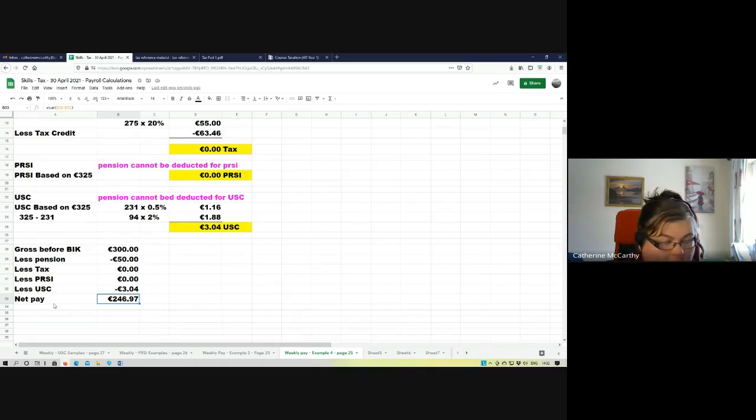So the only thing to watch there was you're not entitled to get the tax credit back, as in here, if your tax is less than your tax credit, it brings your tax down to 0. PRSI, because she was under 352, means there's 0 PRSI. And then you have your USC based on your figure before the pension, but including your BIK.